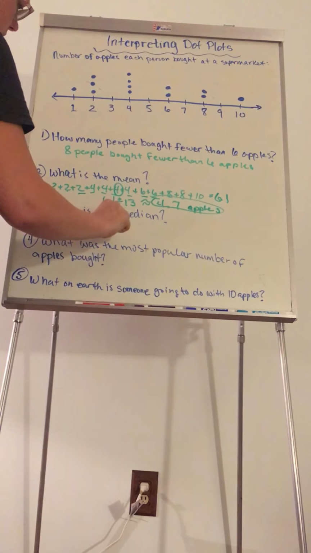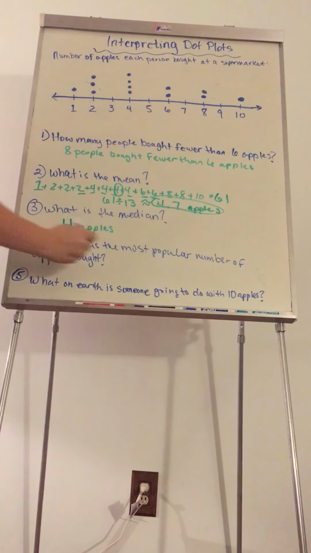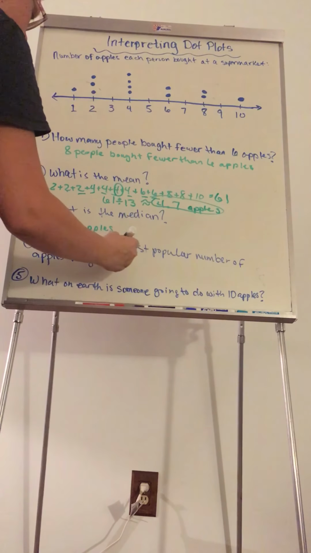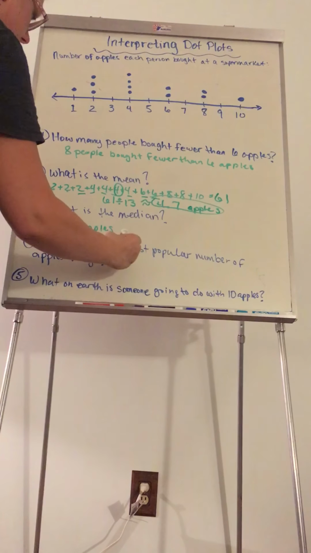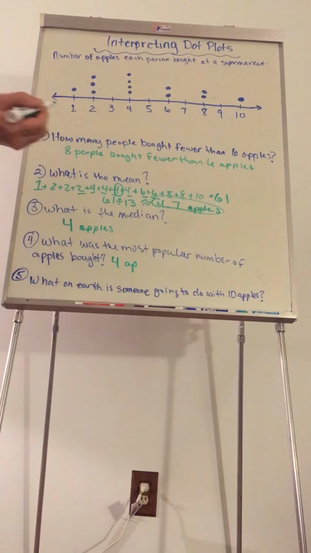Okay. All right, now it says, what was the most popular number of apples bought? Well, that's sort of an indirect way of saying mode, okay? The most popular number of apples bought would be the number with the most dots there, right? So the most popular would be 4 because 4 people bought 4 apples. So 4 apples. So saying most popular is another way of saying mode, okay?